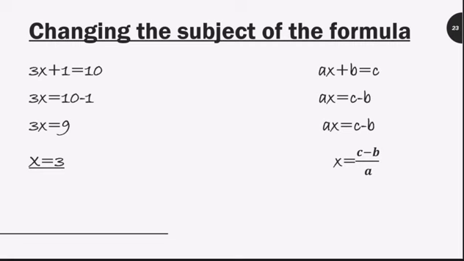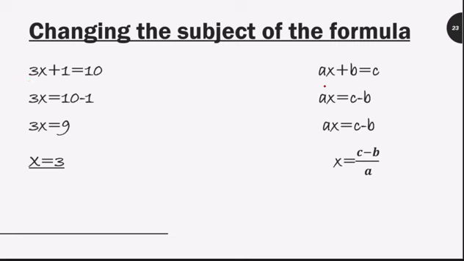Here I have given an illustration of an equation with numbers and an equation with letters. So what do we have here? You have 3x plus y is equal to 10. And here on the other side, I will draw a line. Here on the other side, you have ax plus b is equal to c.